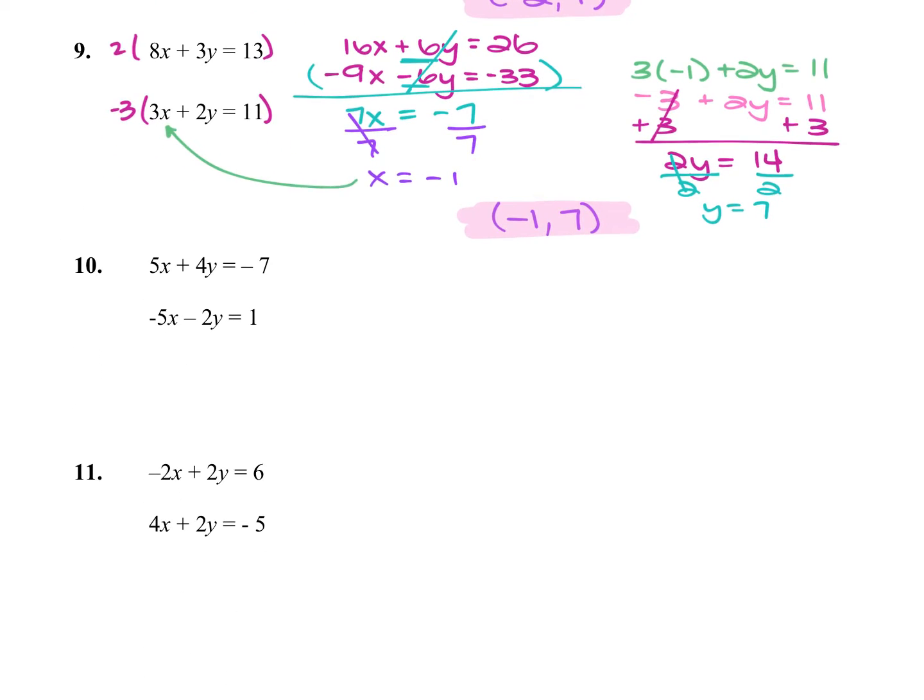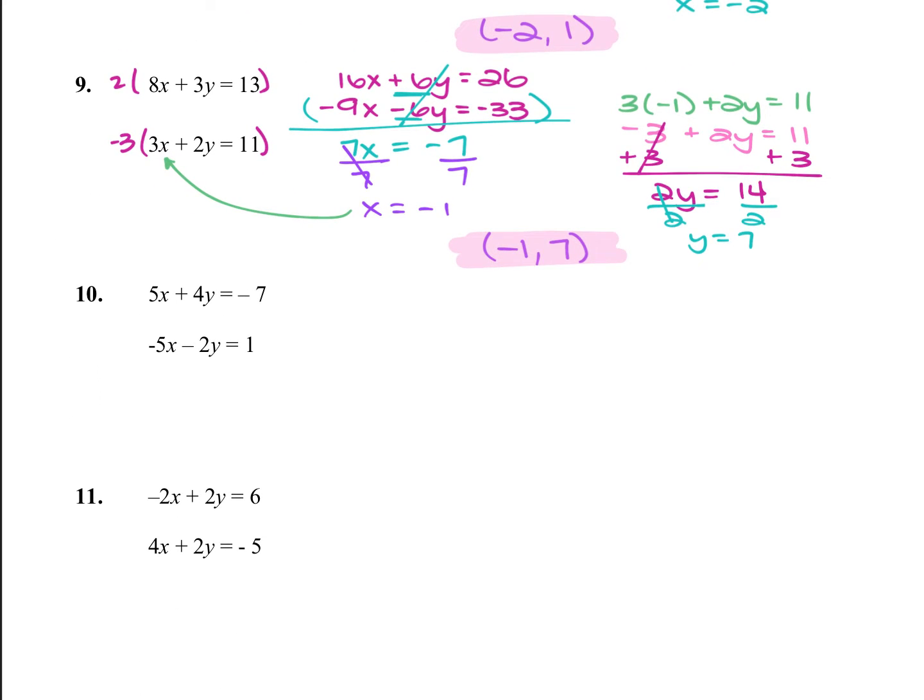For number 10, you have 5x plus 4y is equal to negative 7, and negative 5x minus 2y is equal to 1. If you look at your x values, they are opposites of one another. So we can just combine like terms here.